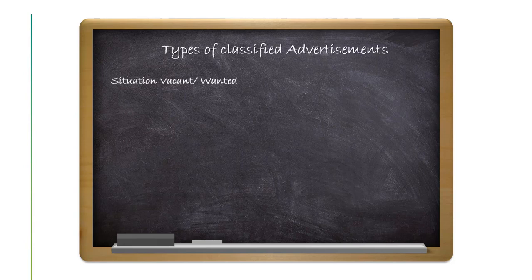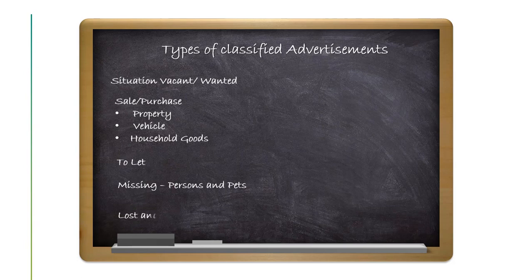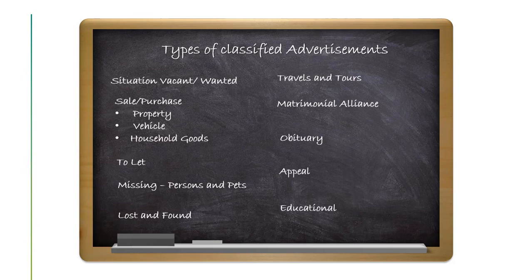There are different types of advertisements that are written. So let's see these different types of classified advertisements. The first, as I've told you, is situation vacant and wanted. The other is sale and purchase of either property or vehicle or household goods. The third is to let. The fourth is missing persons and pets. Then it's lost and found, travels and tours, matrimonial alliance, obituary, appeals, and educational. So these are the 10 headings that are used, and these are the 10 headings that you have to practice writing advertisements under.